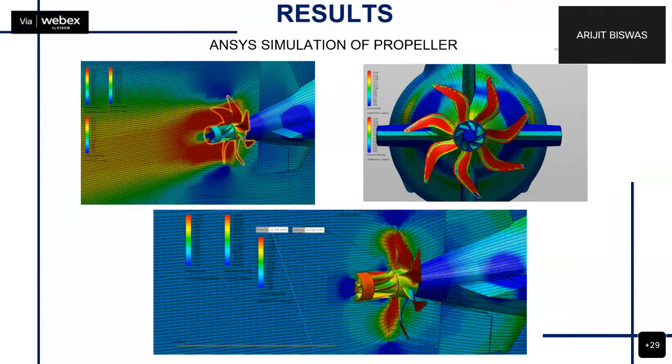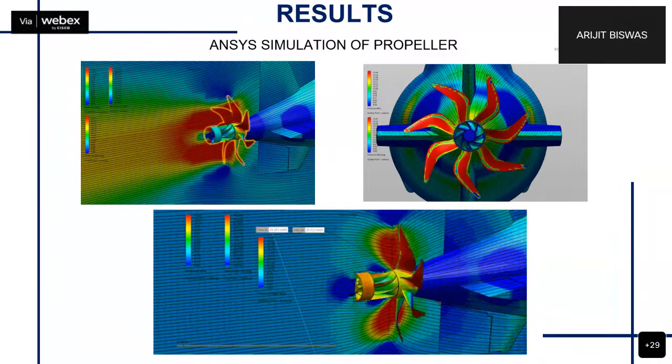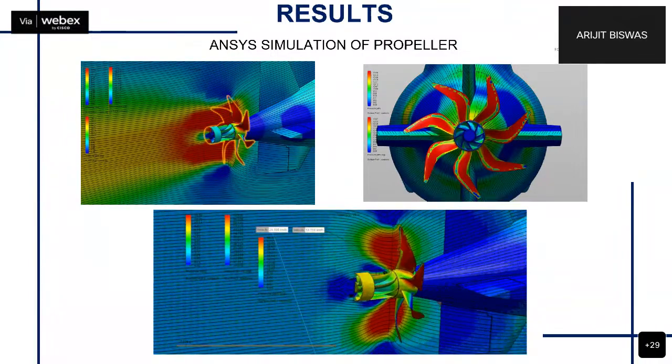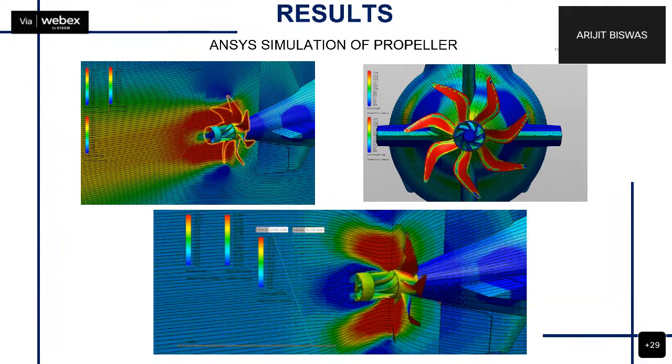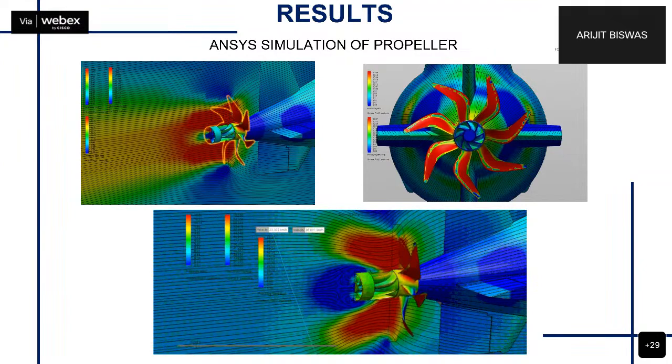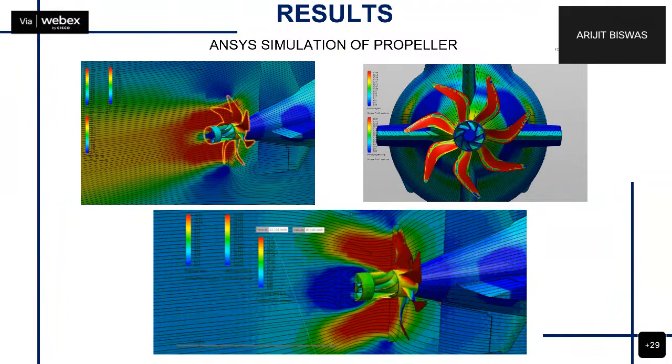Okay, this is the ANSYS simulation of the propeller with the help of ANSYS Fluent. This is basically the water velocity and the pressure model. As you can see in this GIF, how the pressure changes with the location.